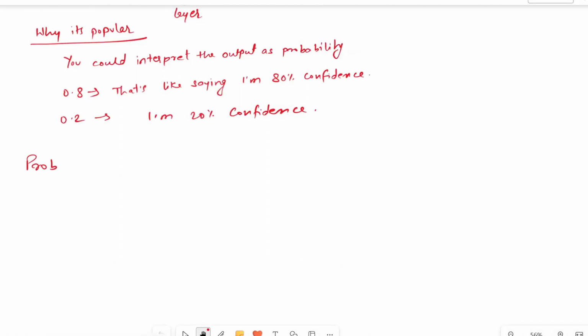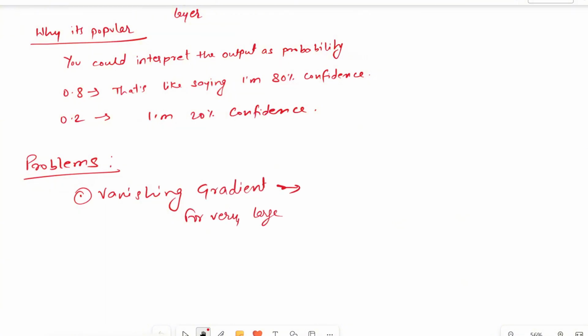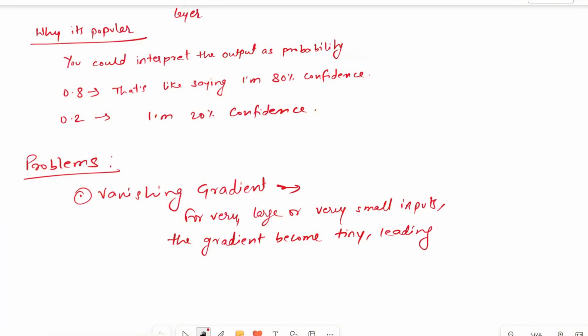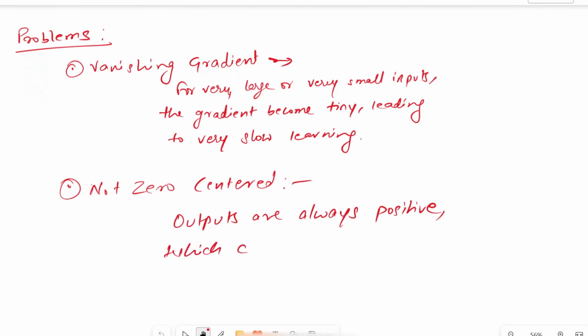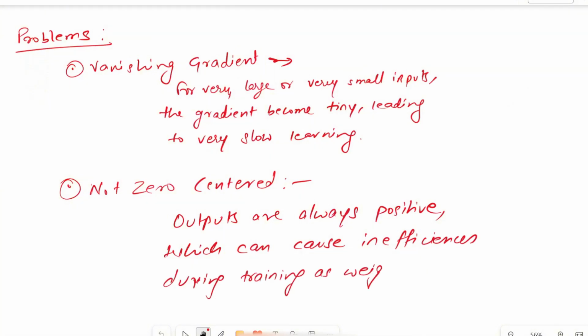But sigmoid has two major problems. First, the vanishing gradient problem. When your input gets really large or really small, the slope becomes almost flat. That means almost no learning happens. Your network gets stuck. Second problem, sigmoid outputs are never negative. This creates weird training dynamics that slow everything down.